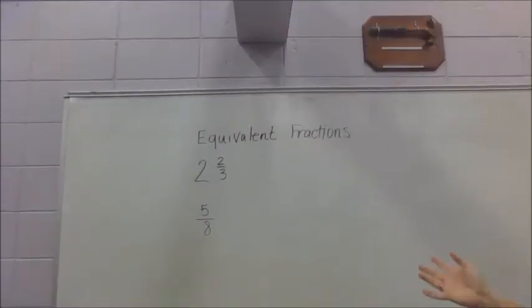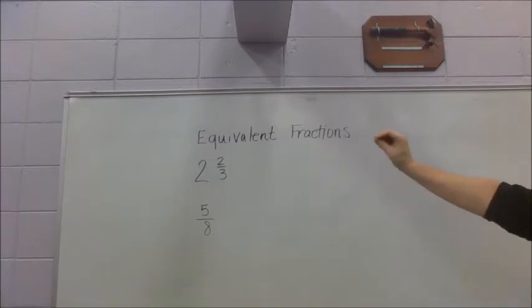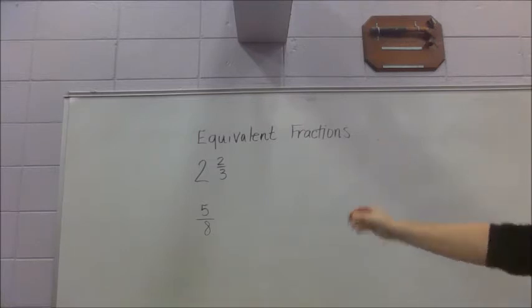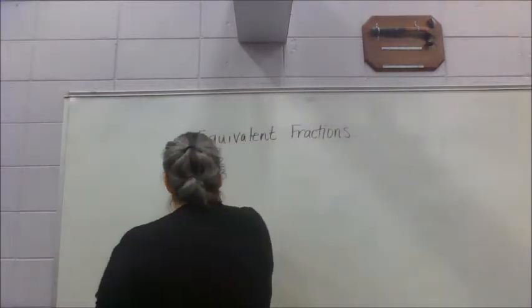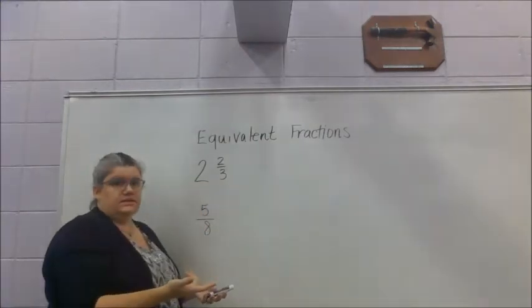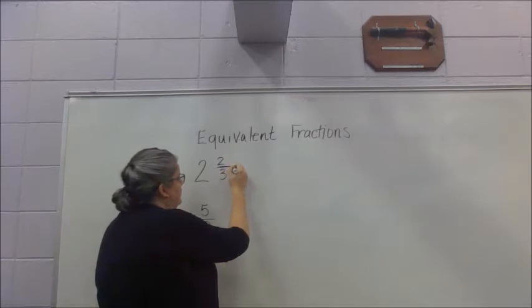I'm just going to quickly remind you guys how to find equivalent fractions. Equivalent fractions are modified by the same scale on the top and the bottom. So we multiply the top and the bottom by the same number. So if we have a mixed number, the 2 is clearly going to stay the same. So the only thing we're modifying is the 2/3.